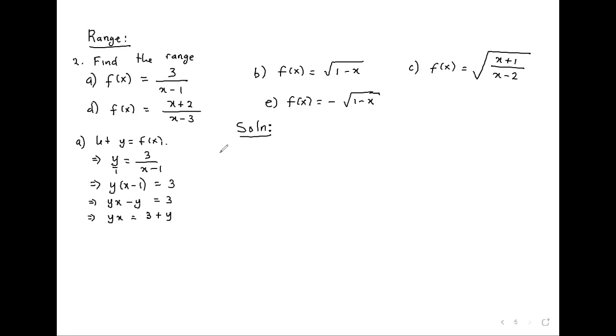So A is 3 over x minus 1. Let y be equal to 3 over x minus 1. So x is equal to 3 plus y divided by y. So the range of the function f is y, a real number, such that y is not equal to 0. In terms of y, because we say y equal to f of x, when we say y not equal to 0, we mean f of x is in the range.